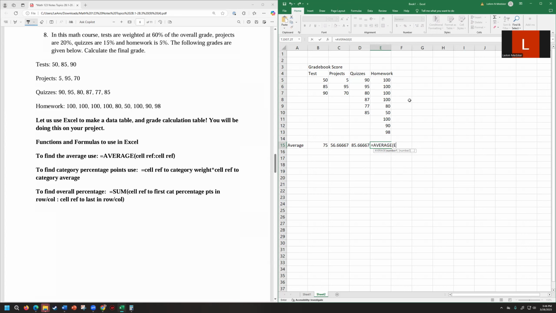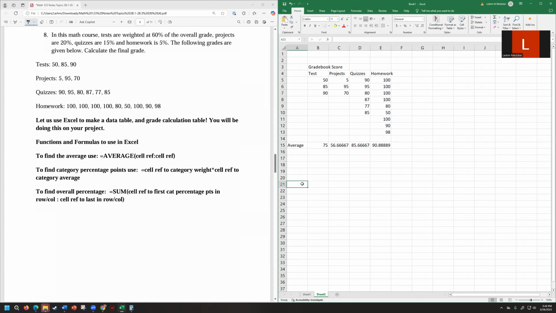And this time I'll type it in. So we have E5, colon, and then we're going all the way down to E13. Notice that's highlighted everything. Close parentheses, hit enter. So that just shows you the other way of doing it. So these are my averages for each category.